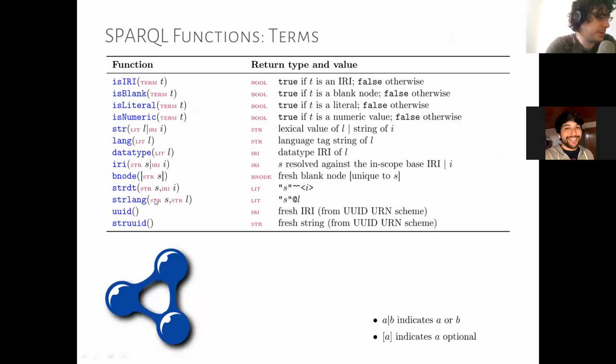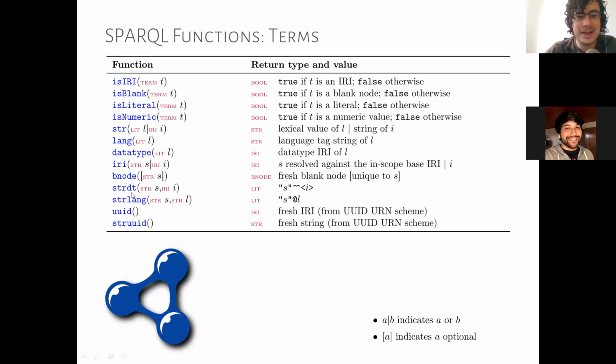So next we have terms. We can check to see, for example, is a term an IRI, a blank node, a literal, a numeric value. We can get the string of a data type. We can get the language data. We can get the data type IRI, like I said, XSD integer, XSD int. We can create an IRI. We can create a fresh blank node.